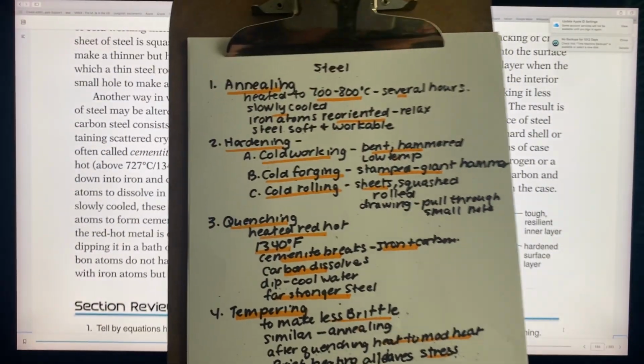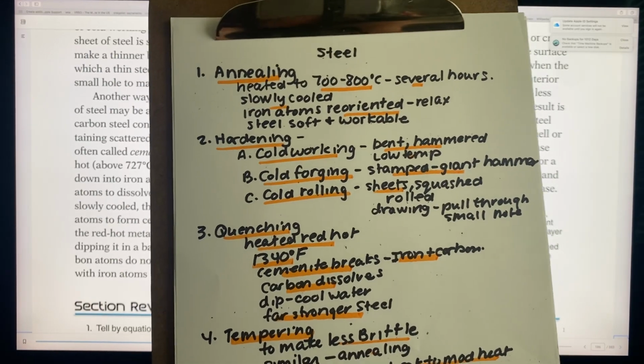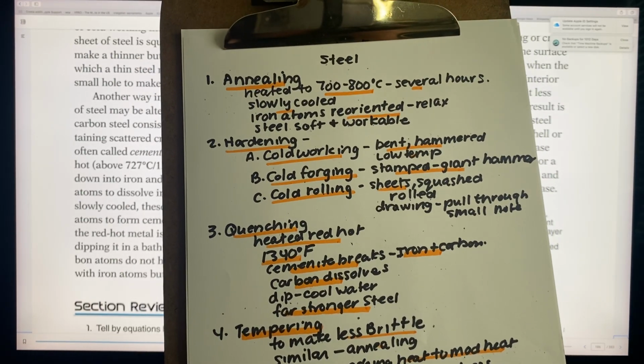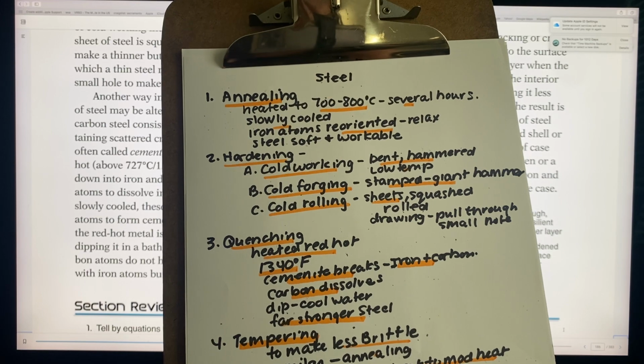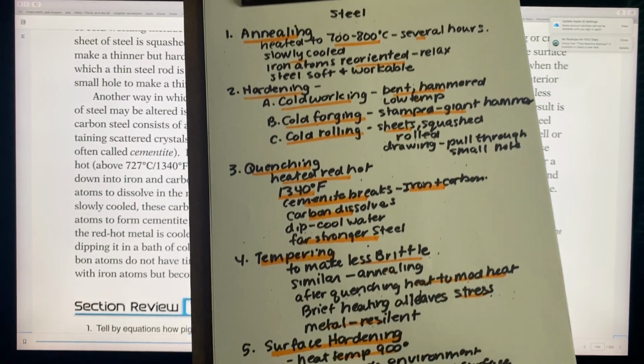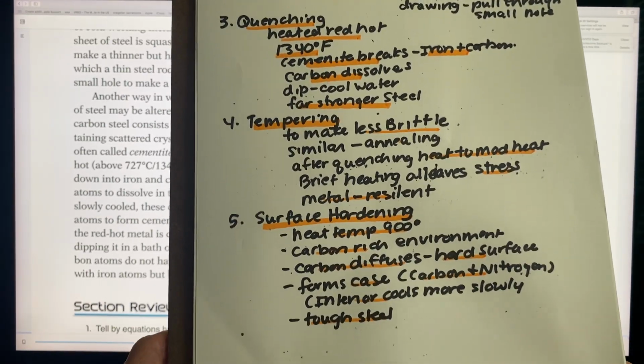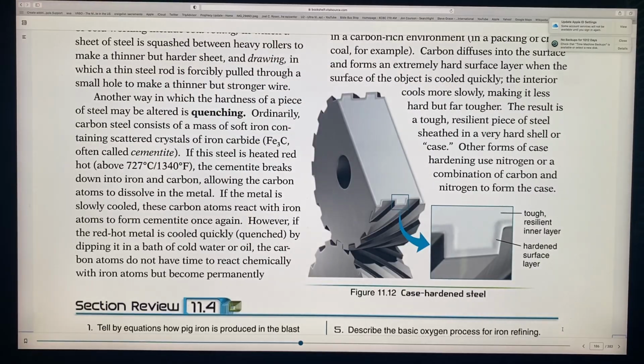So let's go over it. The 5 different ways to do this: annealing, hardening, annealing at high temperatures, quenching, tempering, and surface hardening. Okay, and that's all in your book.